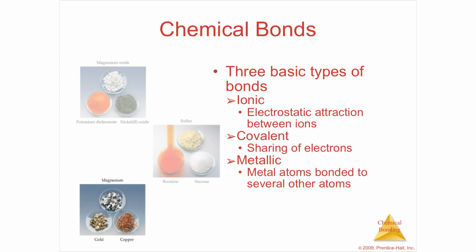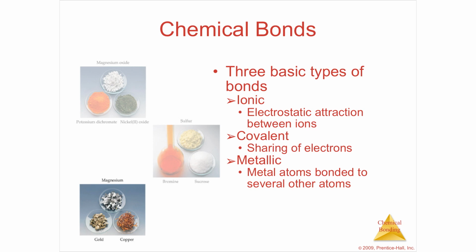Section 8.1, Chemical Bonds, Lewis Symbols, and the Octet Rule. There are three types of chemical bonds. You have ionic bonds. Ionic bonds are essentially electrostatic forces, like static electricity, holding the ions together. You've got a positive and a negative, and they're attracted to each other, so they stick together just like socks in a dryer. You have covalent bonds, and covalent bonds result from a sharing of electrons between atoms.